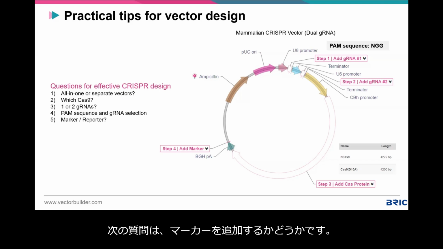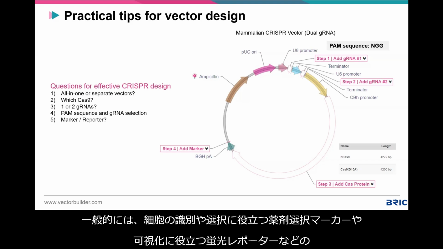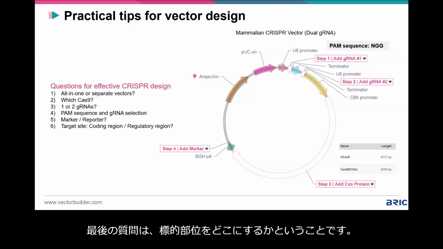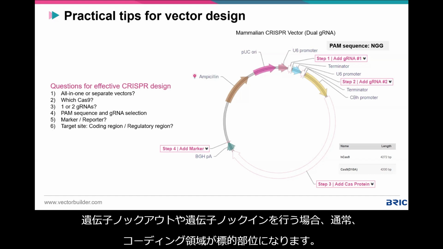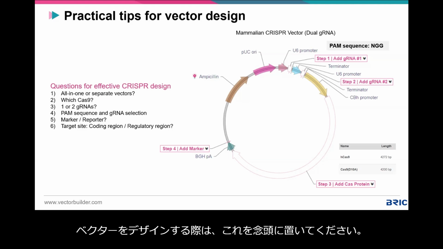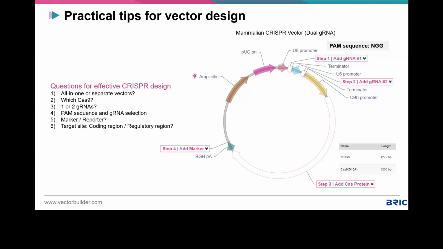The next question you want to ask is if I want to add a marker. We generally recommend using some kind of marker that helps with identification of cells, selection of cells, like a drug selection marker or a fluorescent reporter that helps in visualization. It's always a good idea to do that. The last thing you want to think about is, what is my target site? If you're doing knockouts or knock-ins, typically this happens in the coding region, but if you're doing CRISPRa, CRISPRi, this typically happens in the regulatory region. So you want to keep that in mind when you're designing your vector.